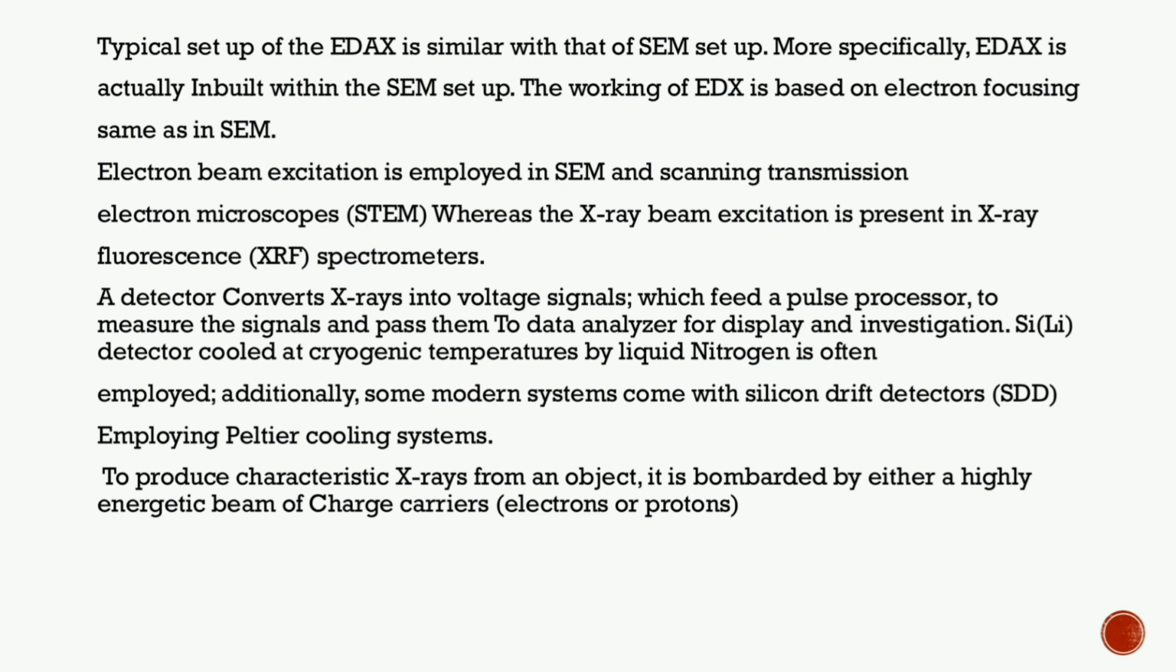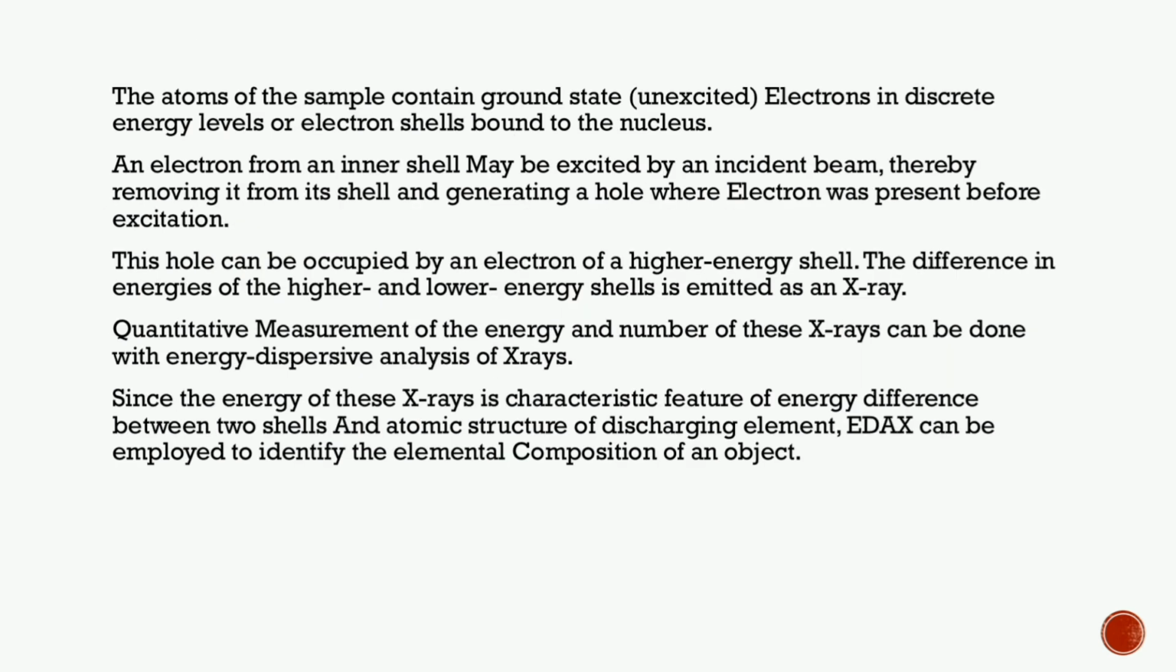Here a silicon detector cooled to cryogenic temperatures by liquid nitrogen is often employed. Additionally, some modern systems come with silicon drift detectors employing Peltier cooling systems. To produce characteristic X-rays from an object, it is bombarded by a highly energetic beam of charged carriers like electrons or protons. The atoms of the sample contain ground state electrons in discrete energy levels or electron shells bound to the nucleus. An electron from an inner shell may be excited by an incident beam, thereby removing it from its shell and generating a hole where the electron was present before excitation.